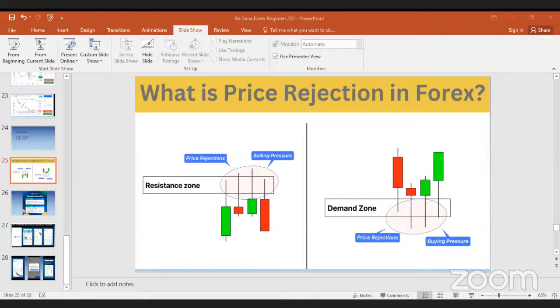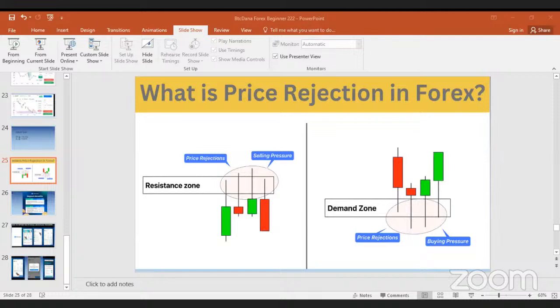So what this is showing us is a perfect rejection in the market. This is a price rejection. All of these are price rejections, but this is the most perfect one. What this is telling us right now is that this market cannot go up. It's going to continue to come down.